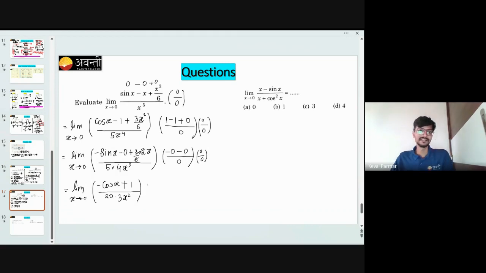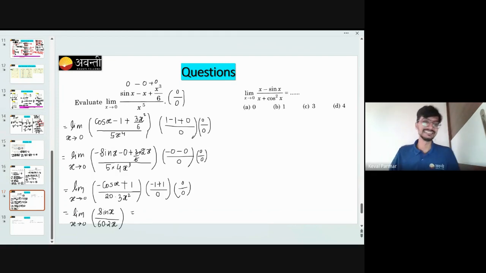If you can see, again cos 0 is 1. So I will get minus 1 plus 1 upon 0, which is again 0 upon 0. So we have to repeat again. So this will be limit x tends to 0 of cos x. The derivative of cos x is minus sin x, but here minus is already there. So we will get just sin x upon, here it is plus 1. The derivative of 1 is 0, so no need to write. 20 times 3 is 60, and the derivative of x square is 2x. As you can see, we still have 0 upon 0 form. So we still need to differentiate once again.